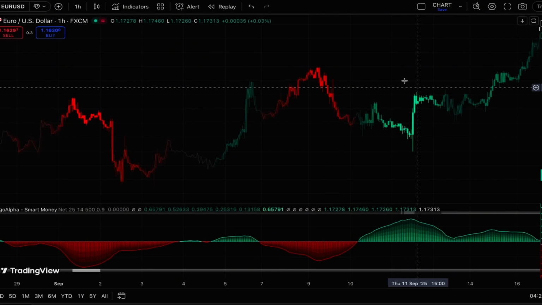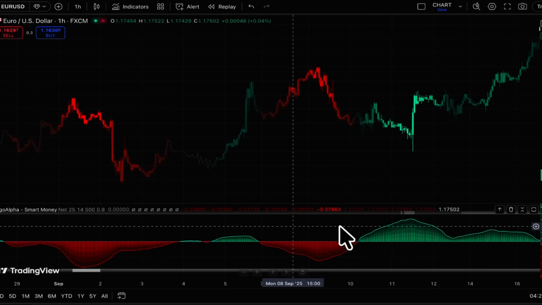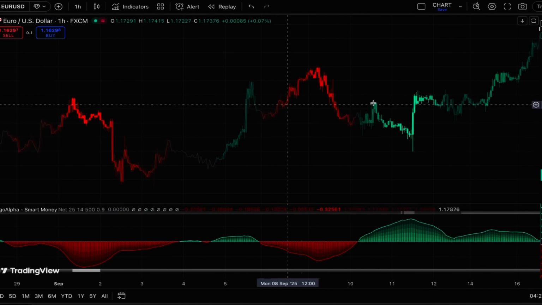Alright, as I said, we're going to add two indicators to our chart. To add the first one, we click on indicators and search for smart money volume index, this one, which is a new indicator from Algo Alpha. Alright, this is the indicator, and as you can see, it's added here below the chart, and the color of the candles is also changed.